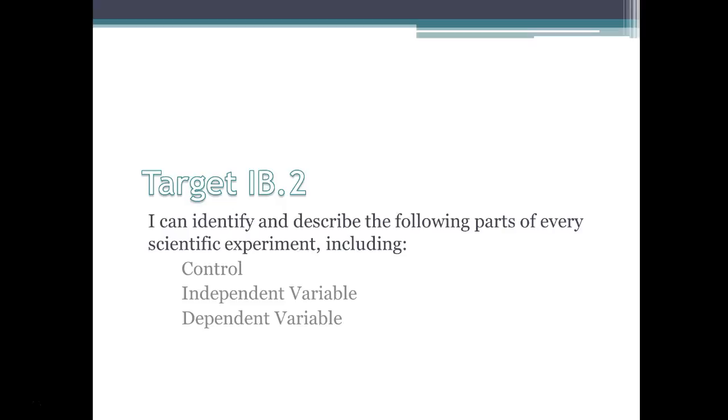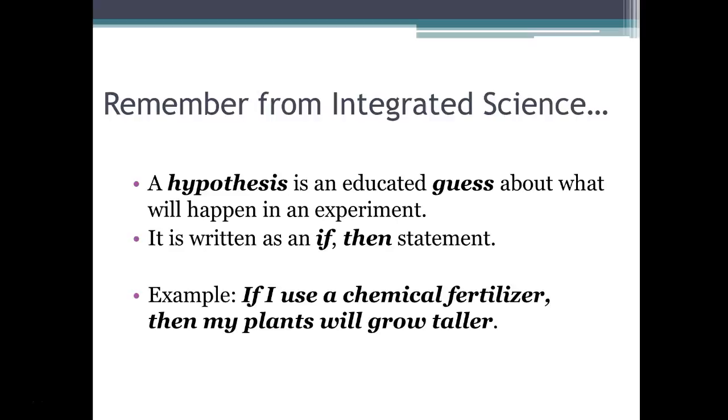We're going to go through the second target in this unit, and the target says that you should be able to identify and describe these parts that you'll find in every scientific experiment, and those are the control, the independent variable, and the dependent variable. If you took integrated science last year, and even if you didn't, I'm sure you've had these parts before.